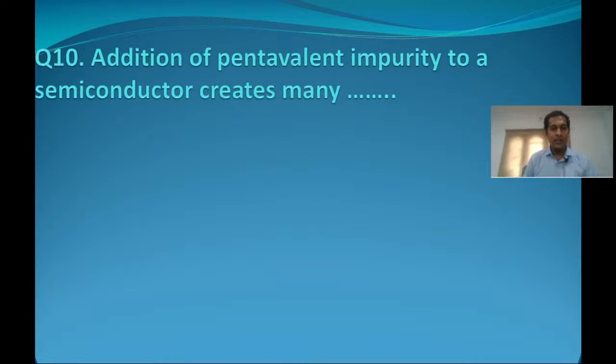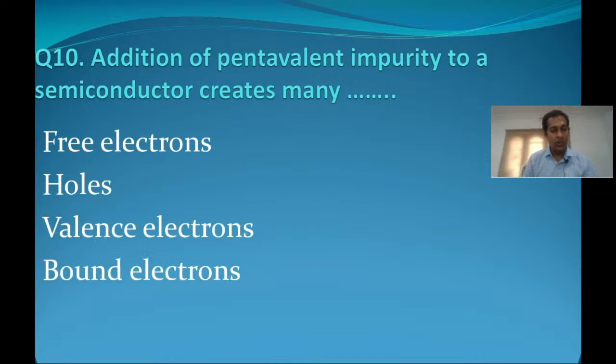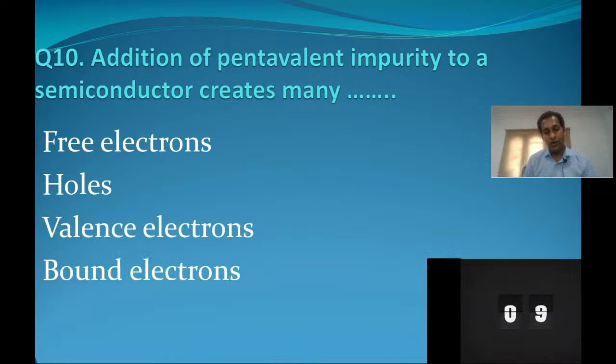Next, addition of a pentavalent impurity to a semiconductor creates many dash dash. What do they create? Just now we have discussed the answer. Either they create free electrons, holes, valence electrons, or bound electrons. So your timer starts now.